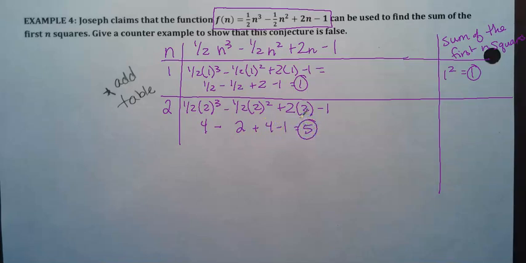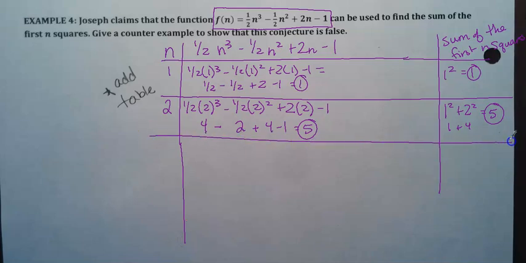All right, so we want the sum of the first n squares. So we're talking about 1 and 2 here. So we're going to say 1 squared plus 2 squared equals, well, 1 squared is 1, 2 squared is 4, 1 plus 4 is 5. All right, so we have another example. Okay, it might take us a while to get to a counterexample, unfortunately.